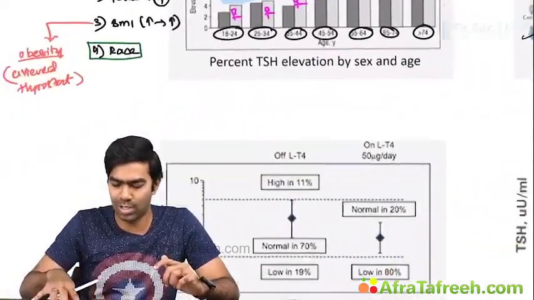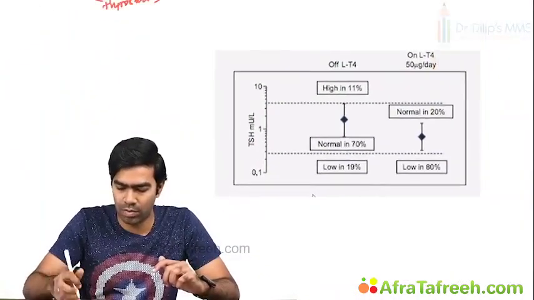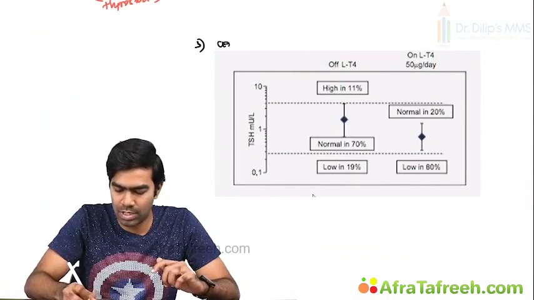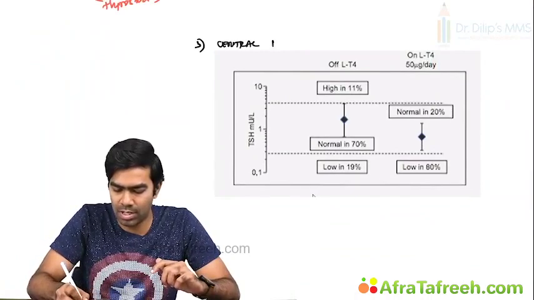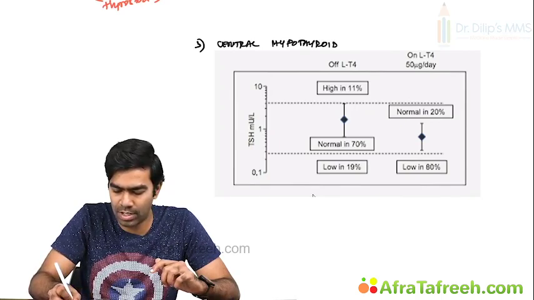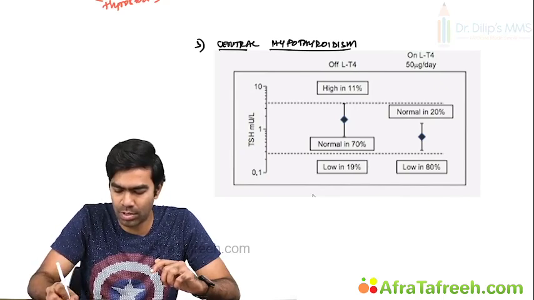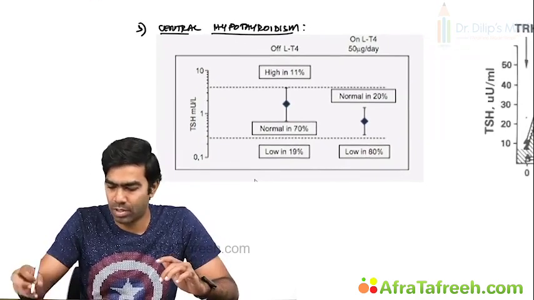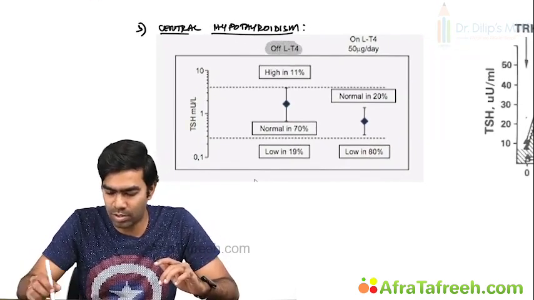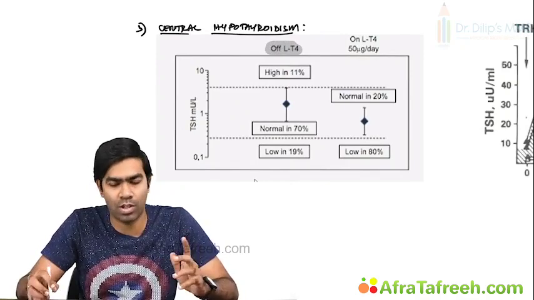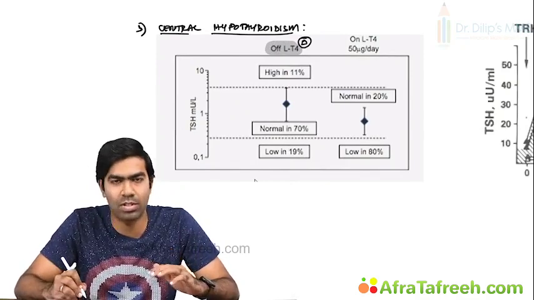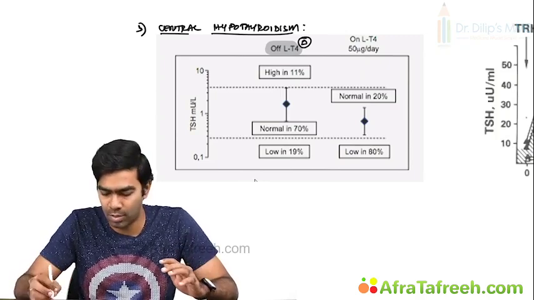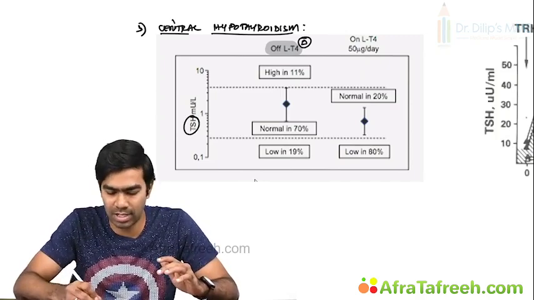So let us now move on to see the third pitfall of TSH, which means it is very, very unreliable in the diagnosis as well as monitoring treatment in a patient who is having a central hypothyroidism. Very, very unreliable. Why is it unreliable? Let us see. This patient is off levothyroxine. LT4 means levothyroxine. Off levothyroxine in the sense this is at the time of diagnosis when the treatment has not been started. So what are the TSH values in a patient with a central hypothyroidism?